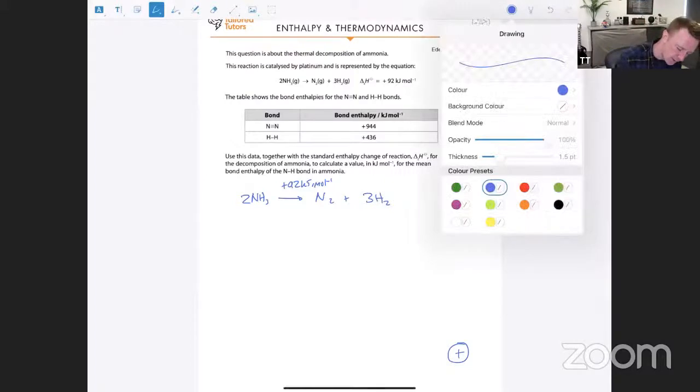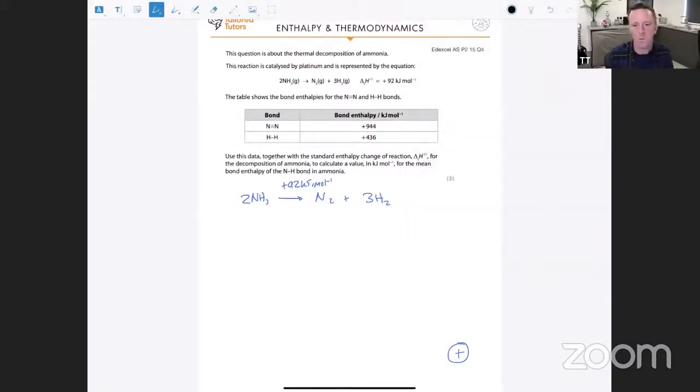So how do I do these? Well, I do these in this way. I say these are bond breaking, which is what we need. We're breaking these NH bonds in order to make nitrogen and hydrogen. These are bond making. Bond breaking is always going to be positive, because we're putting energy in to break those bonds. Bond making, on the other side, is always going to be negative, because when bonds form, they release energy. Even when intermolecular forces come into play, when two molecules are attracted to each other, energy is released.